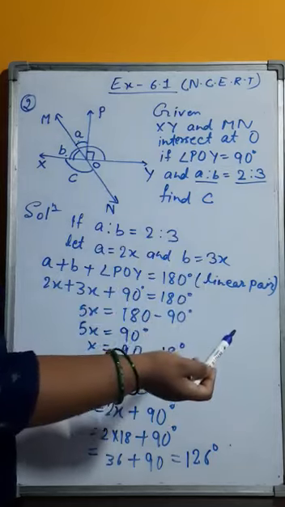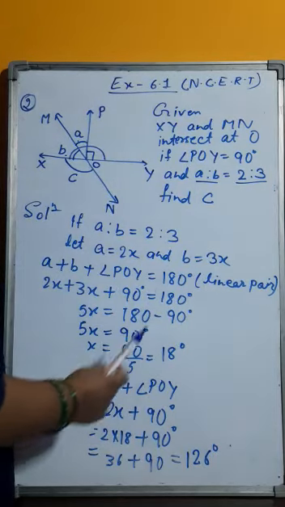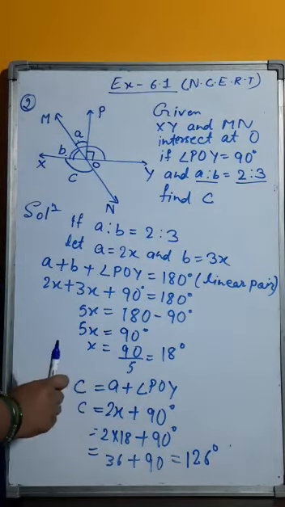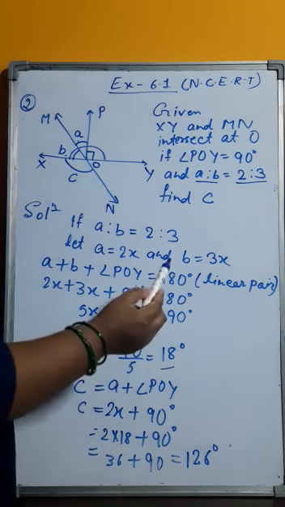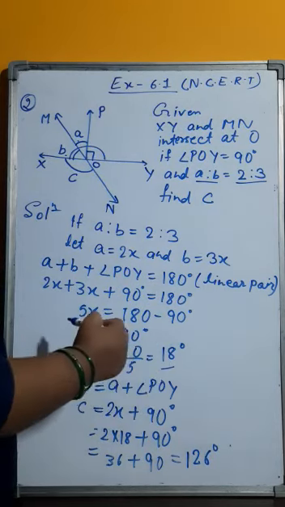This 90 can shift to that side. So we have 180 minus 90, or 5x is equal to 90 degrees. So x will come 90 by 5, which is 18 degrees. So the value of x has come 18 degrees.